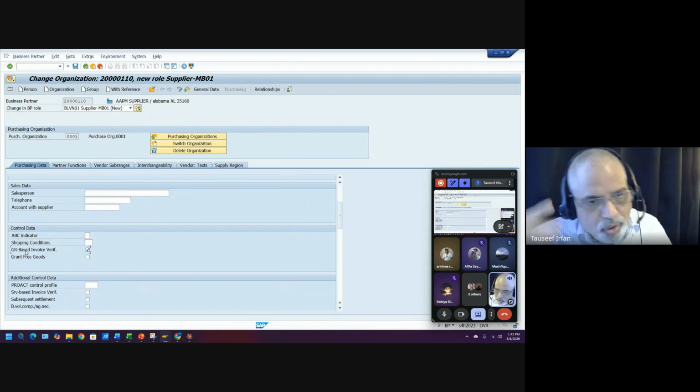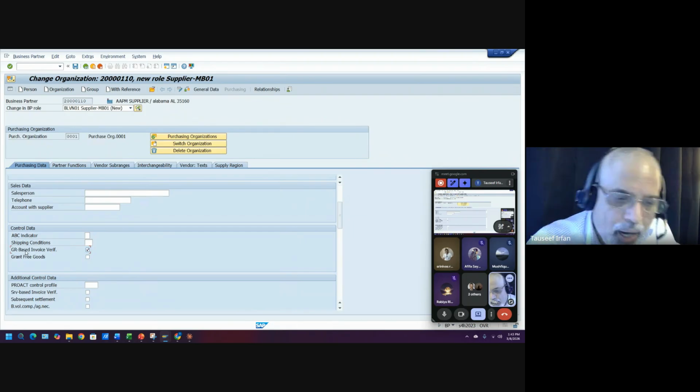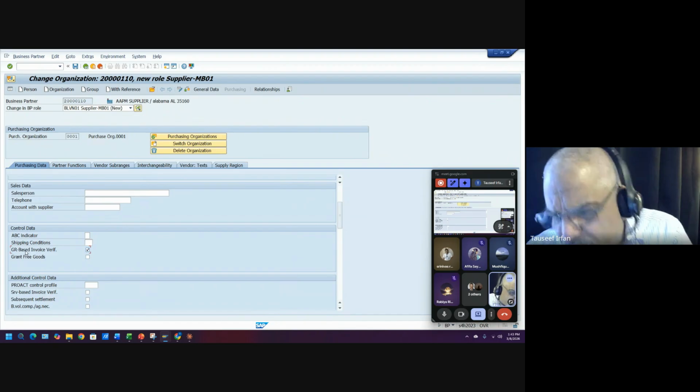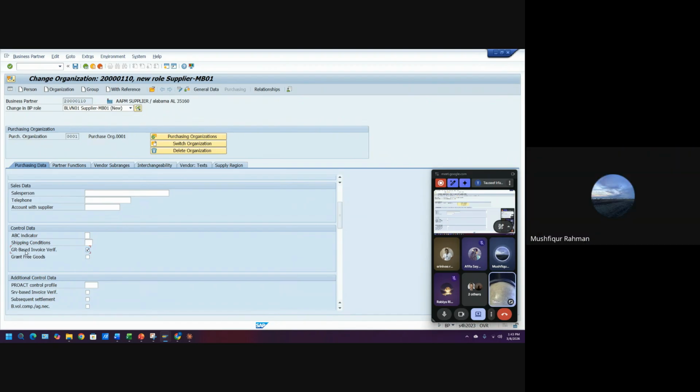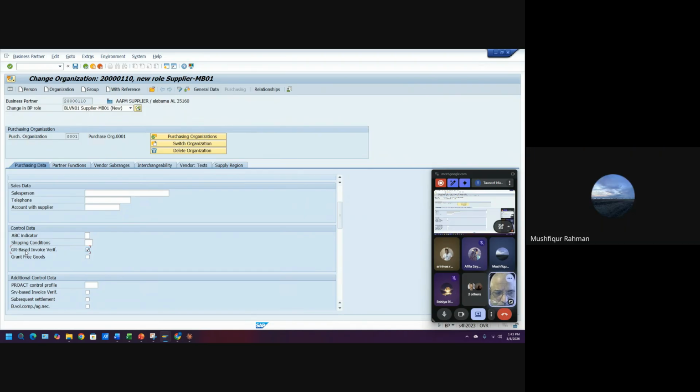One thing is to know technically how to do it. The second thing is to explain to the business why this is important for you. But here, Tausif bhai, we did the matching. The primary points are basically the pricing and the delivery terms, because the PO quantity or the delivery quantity may vary based on partial delivery, right? Yeah, you're right.